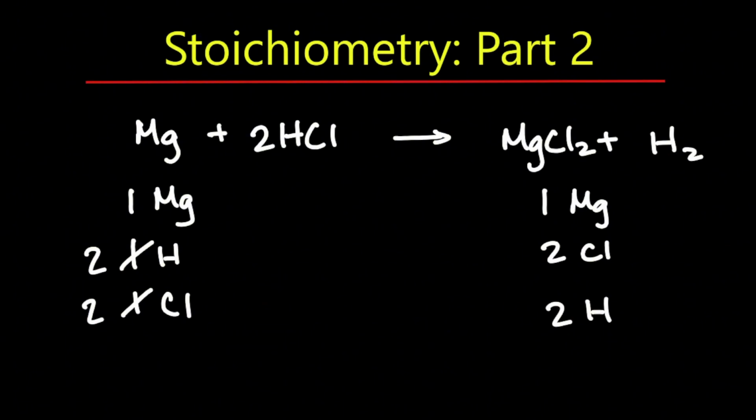We have one Mg, two H's, and two Cl's from Mg plus 2 HCl, and that yields MgCl2 plus H2, which we have one Mg, 2 H, and 2 Cl on the right side.